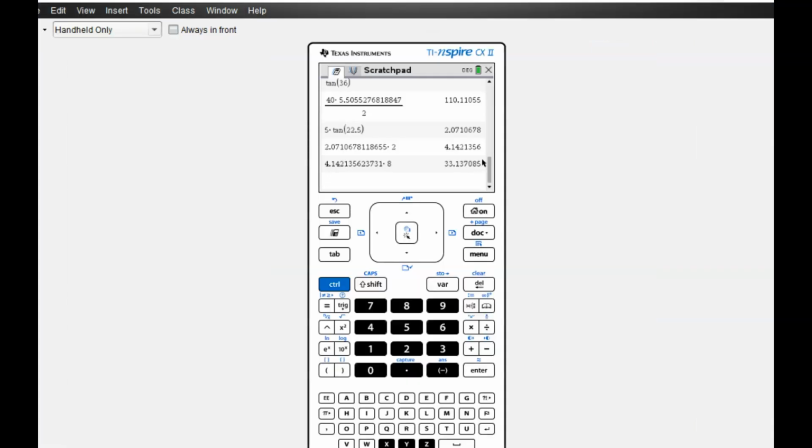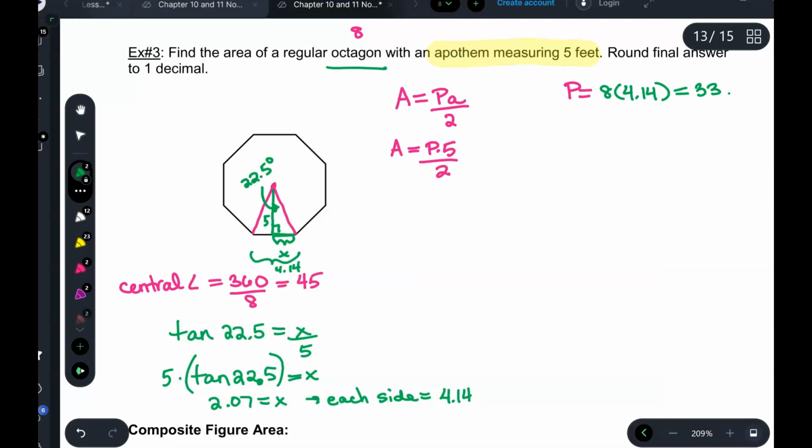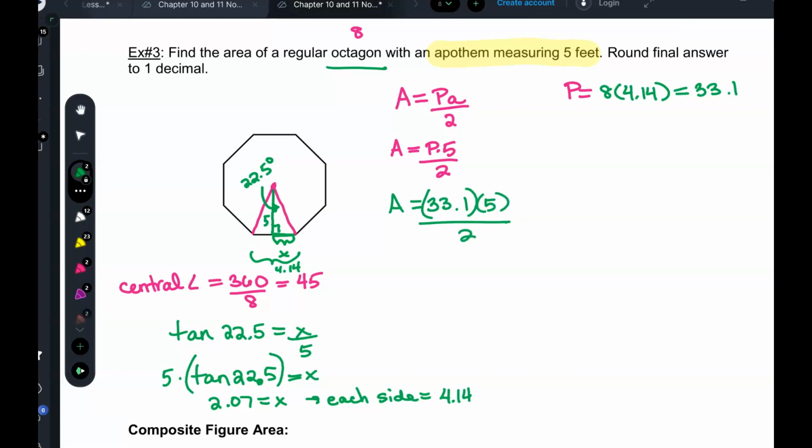I'm just confused. When you got x, why would you multiply? Wouldn't you divide by 2, because you want to get each side? No. If this is 2.07, this side is 4.14. This side's 4.14, 4.14, 4.14. Half of it is 2.07. Then you multiply it by 2 to get the whole length. Okay, let's finish this last part.